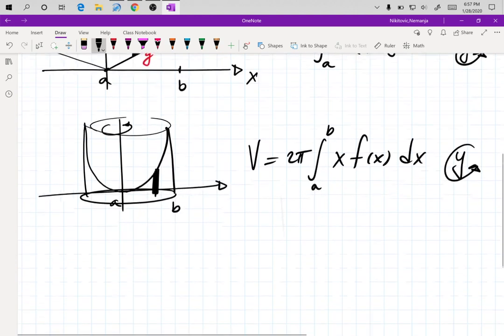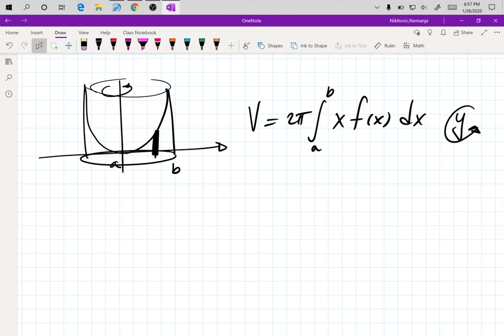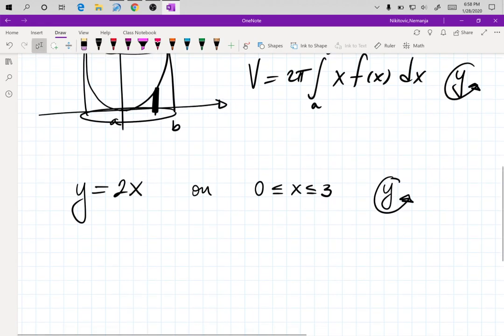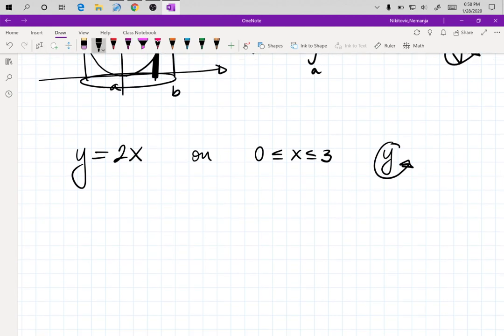So let's take a look at an example, let's just do a very basic problem. y equals 2x, on 0 to 3, rotated on the y-axis. I am going to draw the picture.